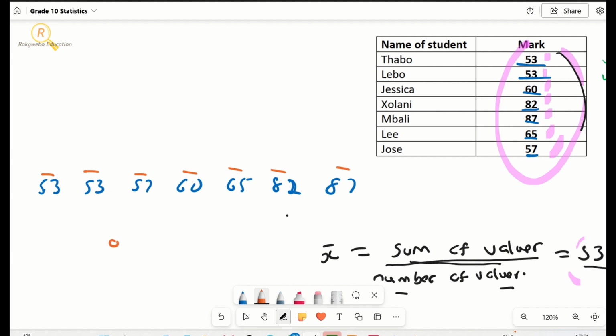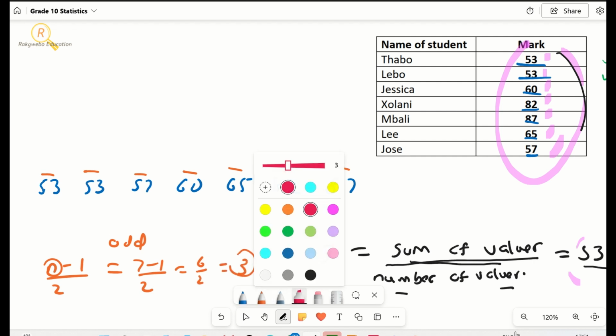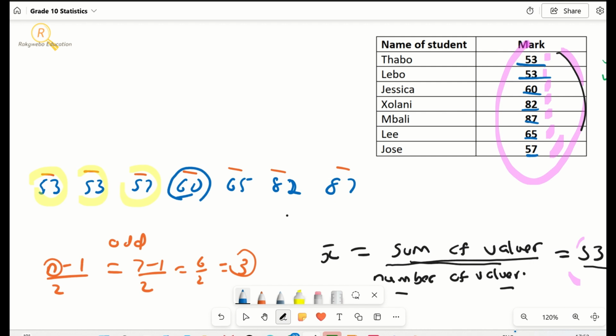So it's odd. If it's odd, you use this to count: n minus 1 over 2. This gives you 7 values minus 1. This will give you 6 over 2, which is 3. So therefore, it means that you count 3 times before you get to the median value. So it's 1, 2, 3. The next number is the median. This one is the median. You don't even have to count, you already know.